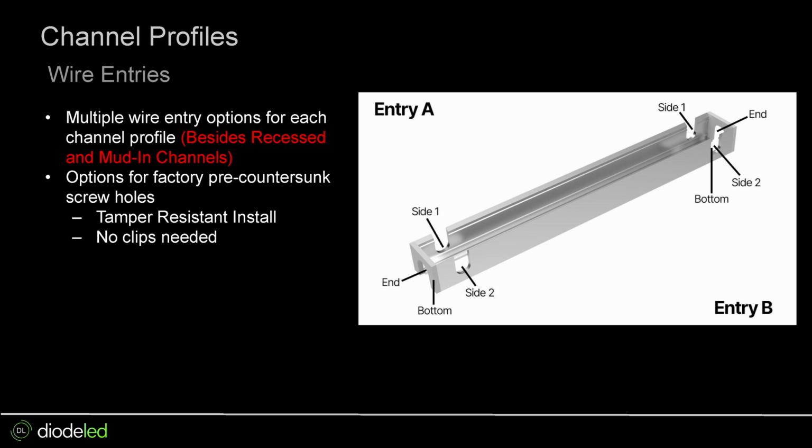Sometimes you might, on an under cabinet system, not want the wire to come out the end, but you want it to come out the back side of it so that you hide that wire much more cleanly. So it has a much better aesthetic.